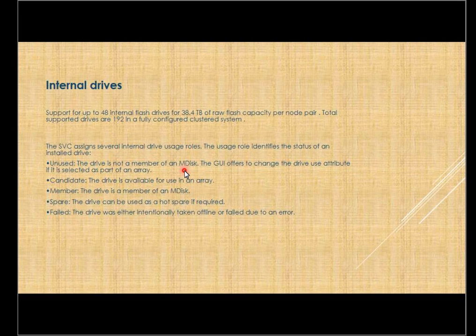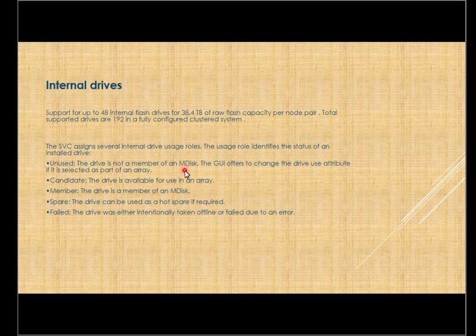The GUI, and in fact the CLI also, offers to change the drive use attribute if it is selected as part of an array. So if a drive is in unused state, you can right click on it from the GUI, or you can run a command from the CLI, and change this drive state from unused to a candidate state. A candidate state drive is a drive which is available for use in an array. So if a drive is in unused state, you cannot directly jump into a member state. First, you have to go to a candidate state. Now when a drive is in the candidate state, you can turn it to a member state.